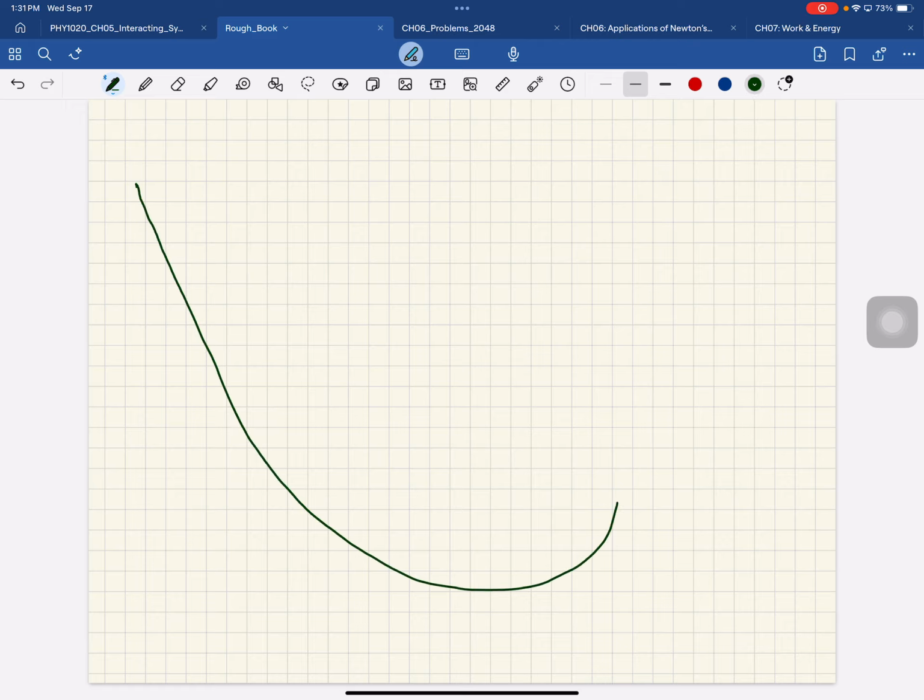So here's what you do when you're designing roller coaster rides. All you have to do is make sure... all right, actually let me do the rest of the problem.